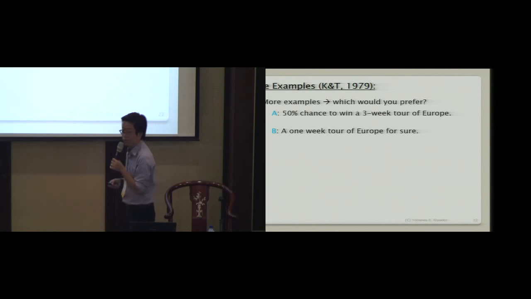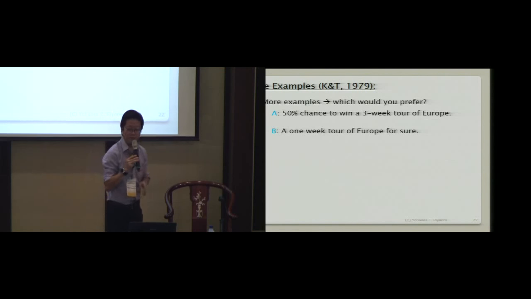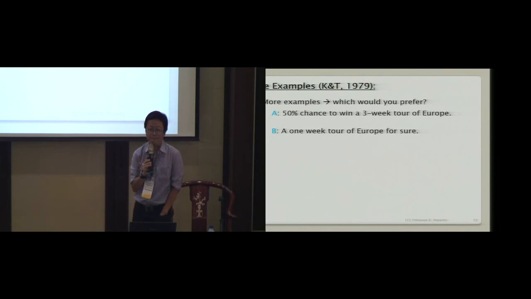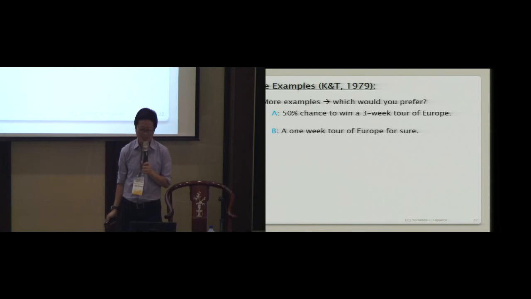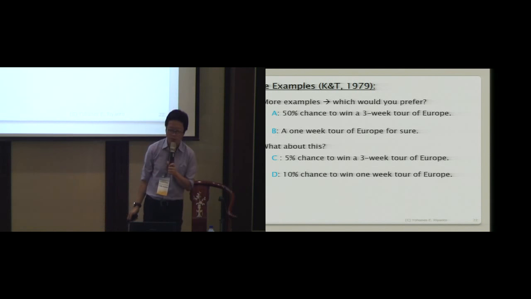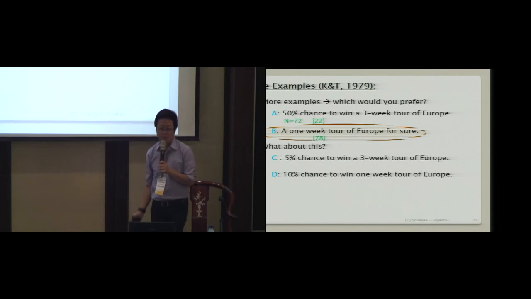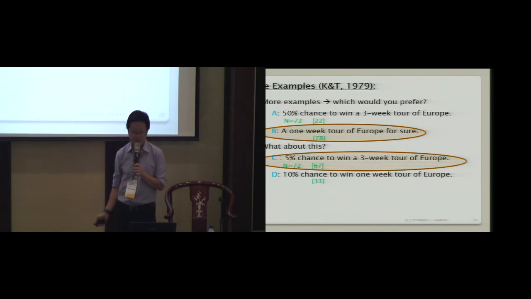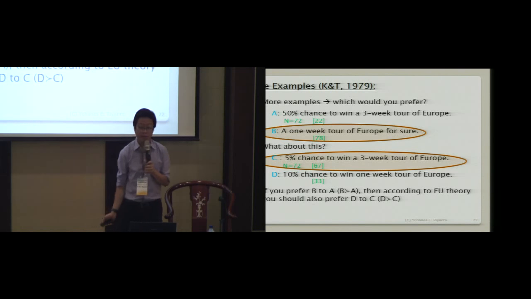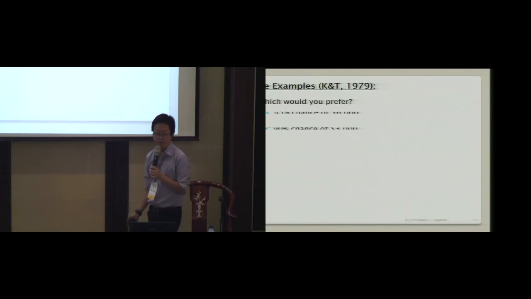And I'll go very quickly on this. Option A, 50% chance to win a 3 week tour of Europe, or a 1 week tour of Europe for sure. Most people choose B. What about this? 5% chance to win a 3 week tour of Europe, or 10% chance to win a 1 week tour of Europe. Most people will do exactly like what I say here. Okay? So if you prefer B to A, according to expected utility theory, you should also prefer D to C. Okay? So there are many more like this.